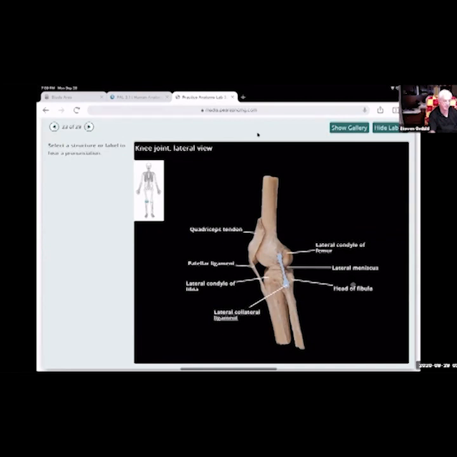Okay. You have the head of the fibula on the side. You have your lateral meniscus and the lateral condyle of the femur.